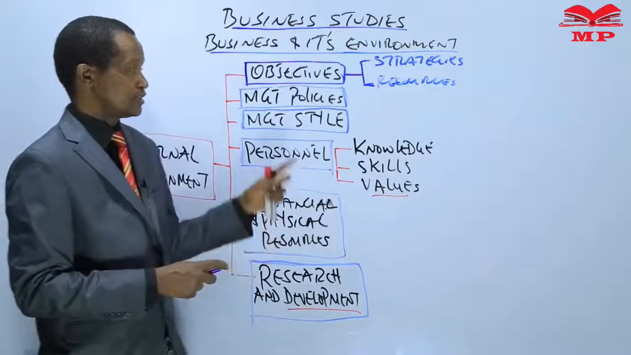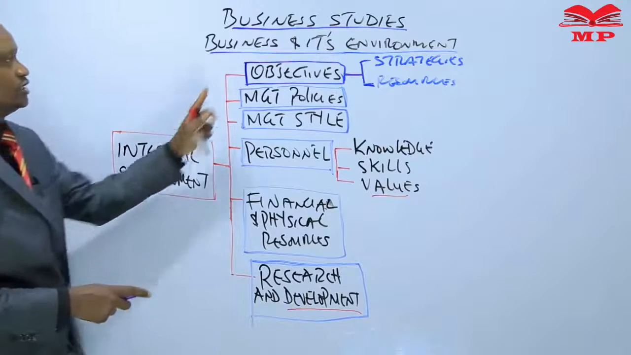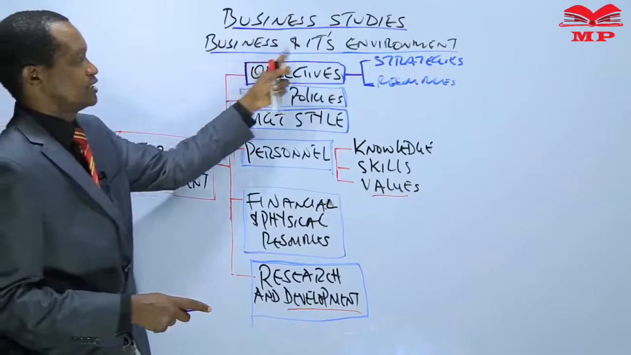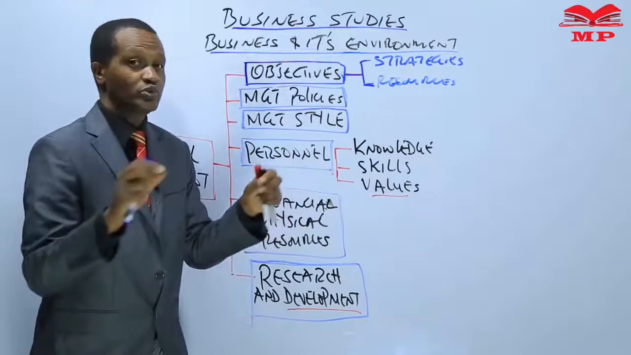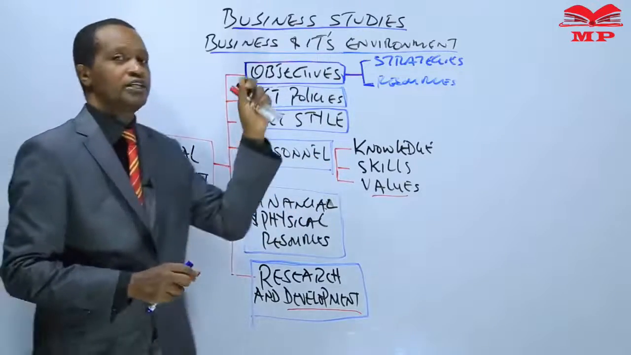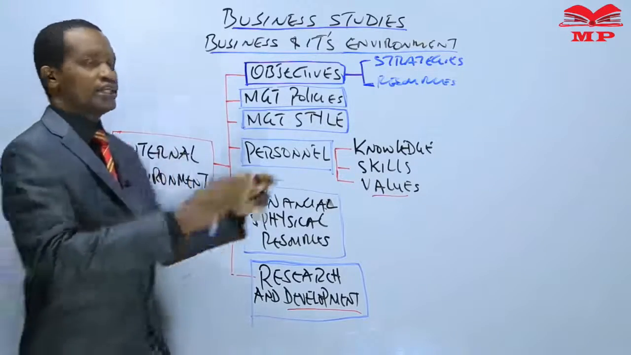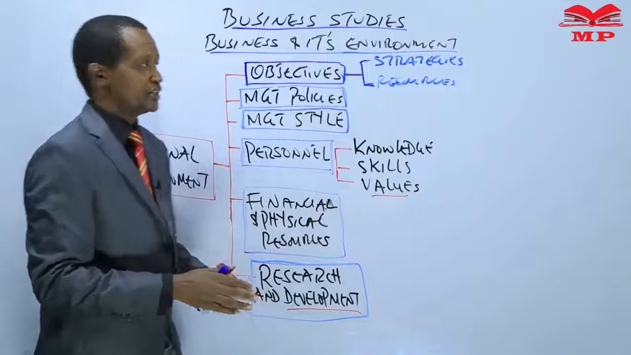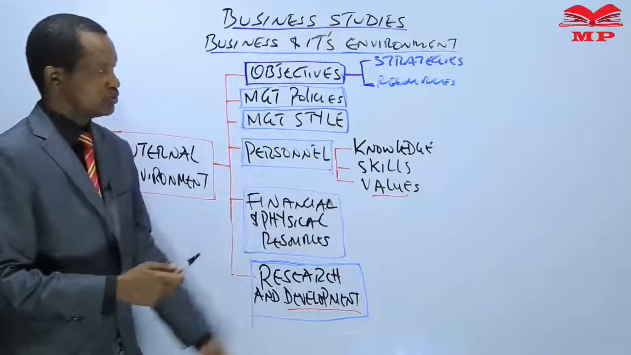So these are factors that we've discussed under internal environment, and we said in this subtopic, business and its environment, that the environment of a business can be divided into two, internal environment and external environment. In the next lesson, we will discuss external business environment. That will effectively mark the end of today's lesson.